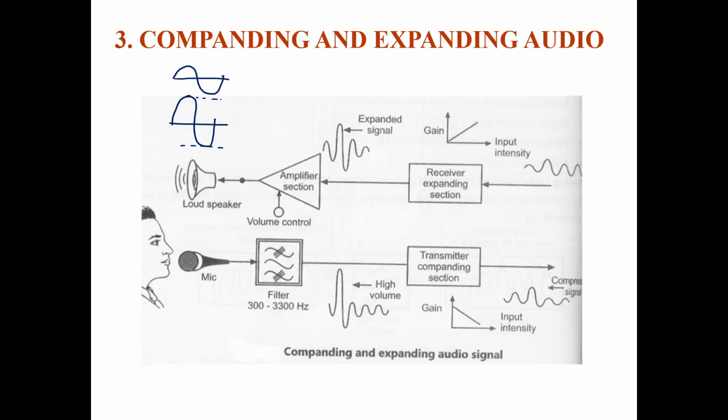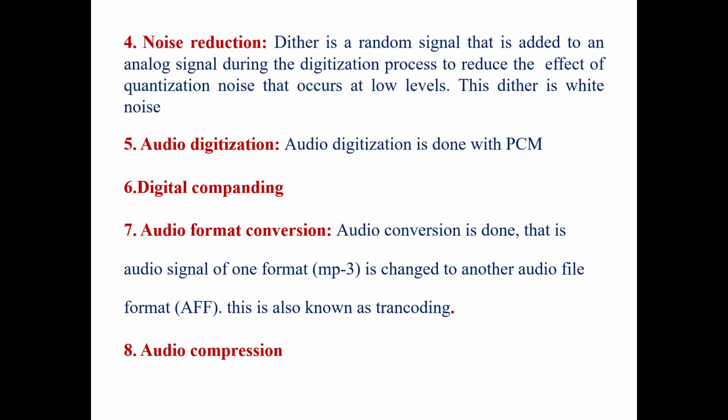Okay. The next one is how you are going to reduce the noise. Noise reduction, that is dither, is a random signal that is added to the analog signal during the digitization process to reduce the effect of quantization noise that occurs at the low level. This dither is nothing but white noise. Audio digitization is done using pulse code modulation. Digital compounding, we have seen how compression and expansion takes place.